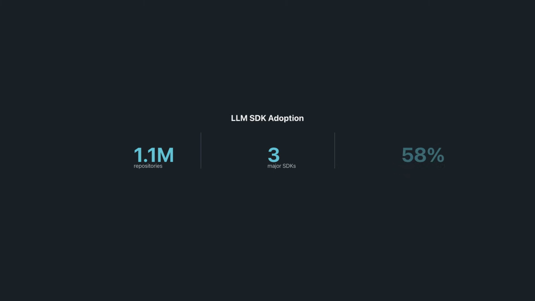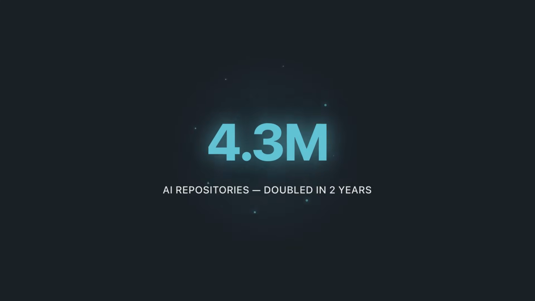70% of these projects were created in the past 12 months alone, reflecting how quickly generative AI has moved from novelty to standard practice. The broader numbers confirm the trend. AI-related repositories on GitHub now exceed 4.3 million, nearly doubling in under 2 years. This includes everything from research experiments to production applications, from individual projects to enterprise tooling.